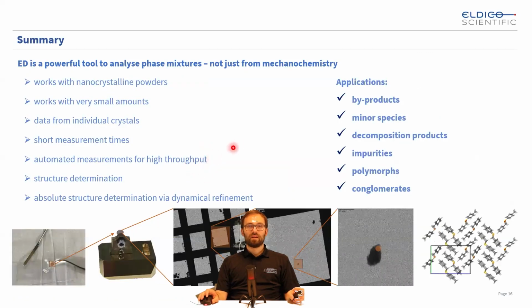Okay, with this, let me summarize this talk. So we saw that electron diffraction is a very powerful tool for the analysis of phase mixtures in the field of mechanochemistry, but also far beyond it. It can work with nanocrystalline powders, very small sample amounts, and the real power is in the analysis of individual crystals in this mixture. The measurement times are very low. It's typically 1 to 2 minutes per individual crystal, and it can even be automated for high throughput. We do not only get a full structure determination, but we can even determine the absolute structure if we use dynamical refinement.